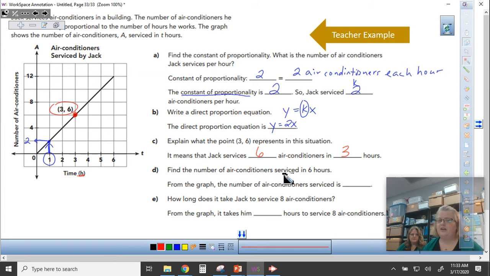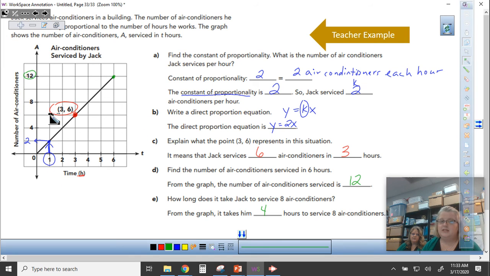It then says find the number of air conditioners serviced in 6 hours. So 6 hours would be over here. Here's the 6, come up on the graph to where it hits, and check to see where that's at, and that would be 12. So there were 12 air conditioners serviced in 6 hours. How long does it take him to service 8 air conditioners? Well, if he was able to do 2 air conditioners in 1 hour, 8 air conditioners took him 4 hours.